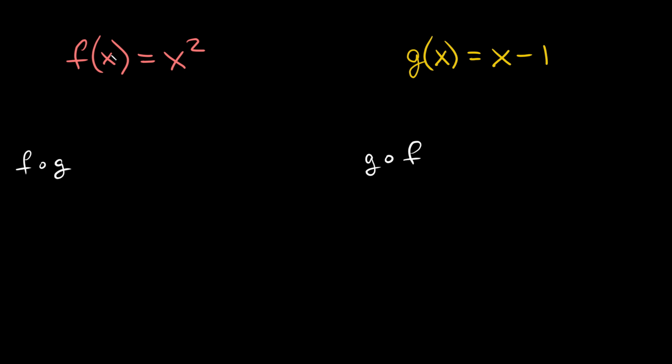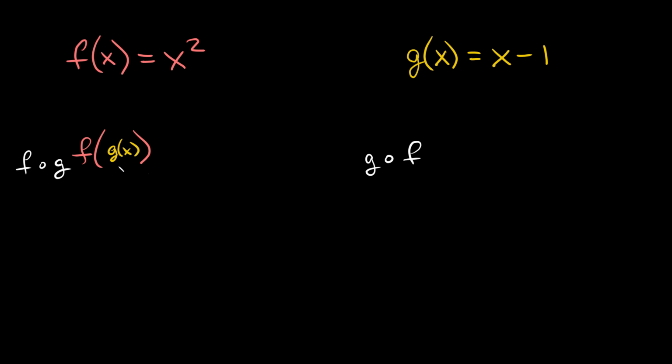So we have f of x is equal to x squared, and g of x is equal to x minus 1, right? And we want to find two different compositions. So first we want to find, I know it looks like it says fog, but here it really says f of g of x. And then we also want to find the reverse, g of f of x, okay? So let's start with the f of g of x.